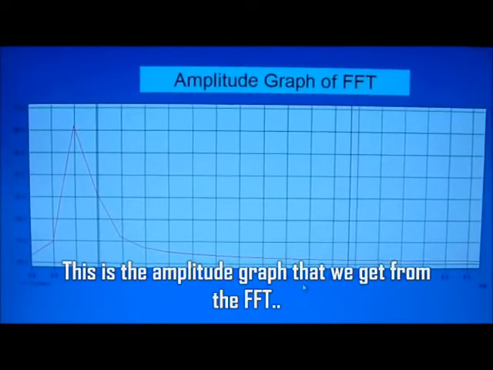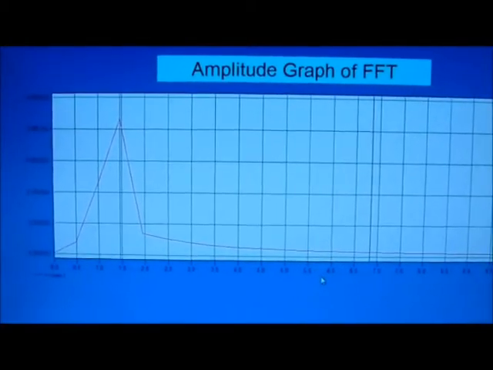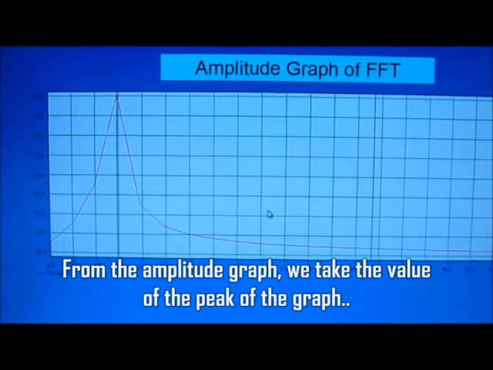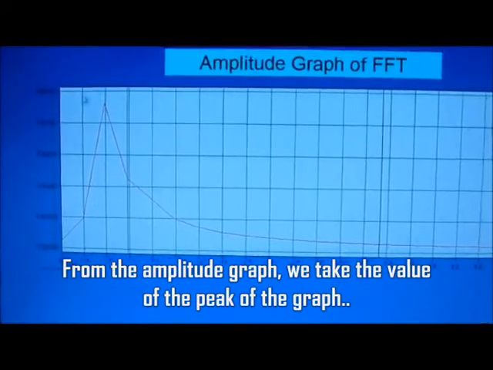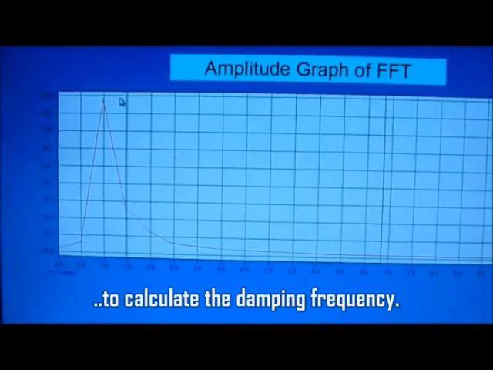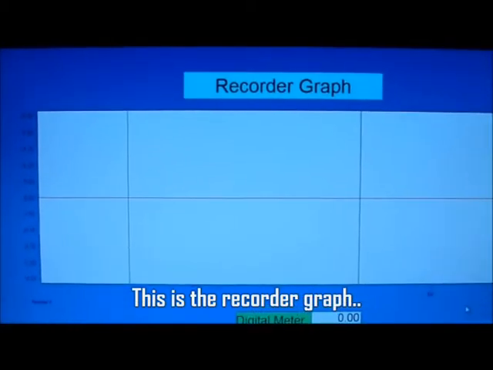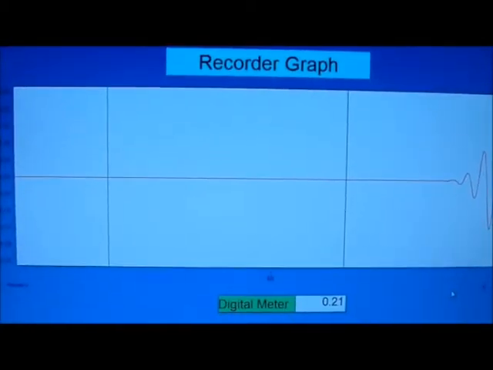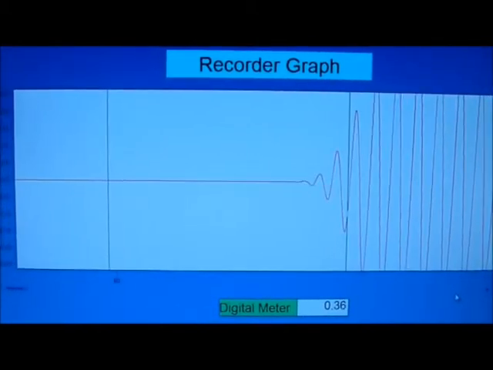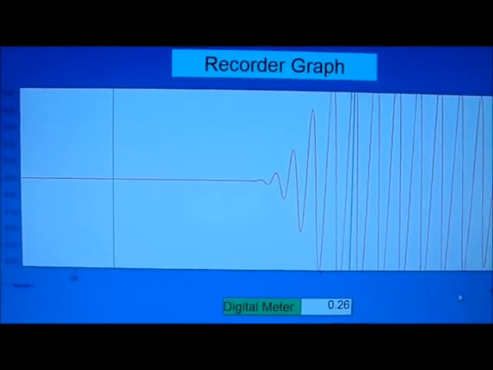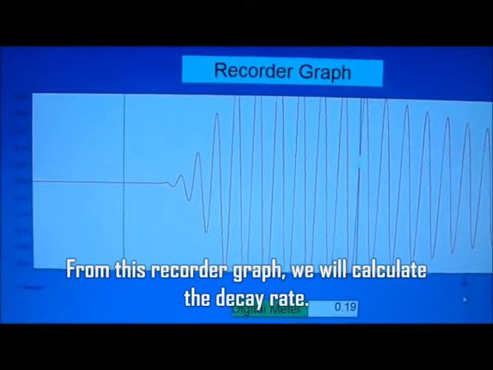This is the amplitude graph that we get from FFT. From this amplitude graph, we take the value of the peak of the graph for calculating the natural frequency. This is the recorded graph. From this recorded graph, we will calculate the decay rate.